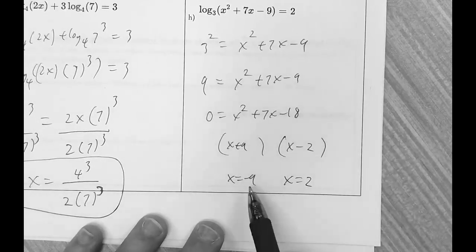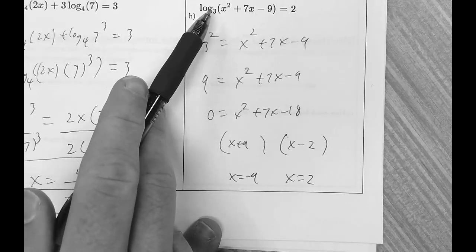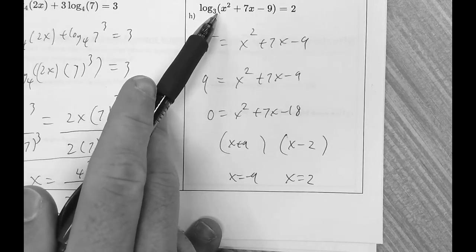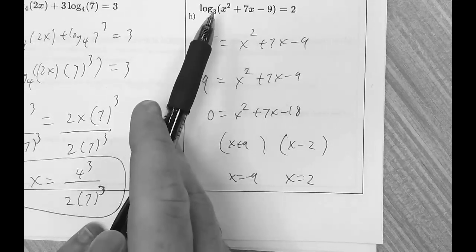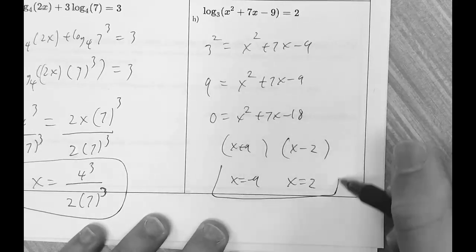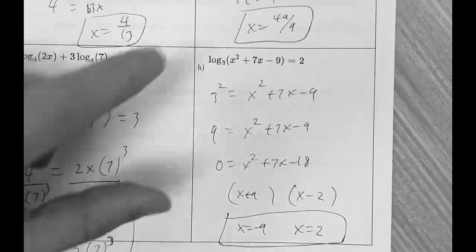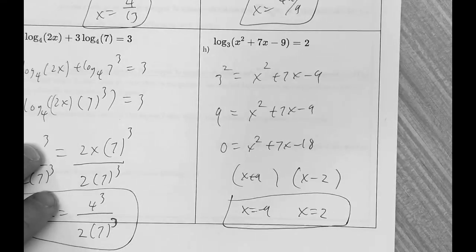Let's make sure they work. Yes, that will be fine. And then the 2 is also fine. So both work. Okay? So again, I'm checking for negative or 0. And neither of them will get me negative or 0.